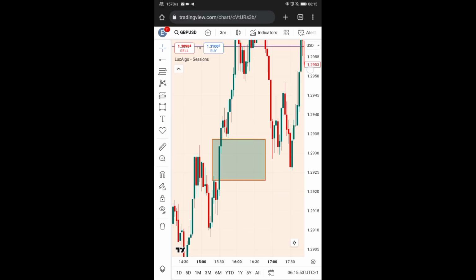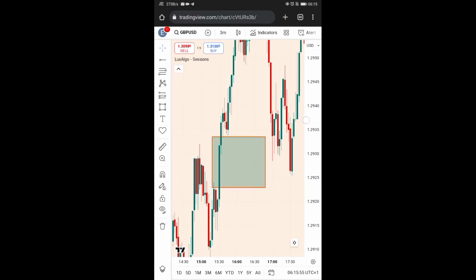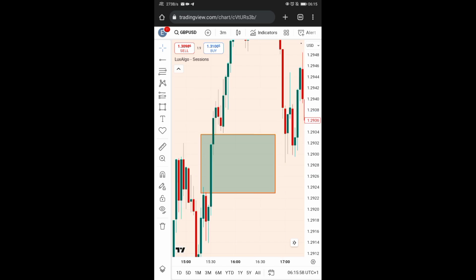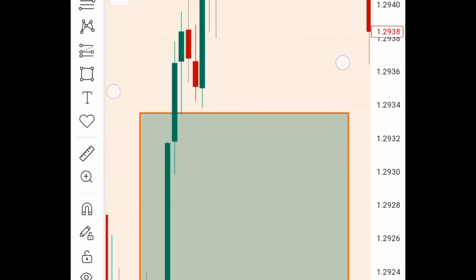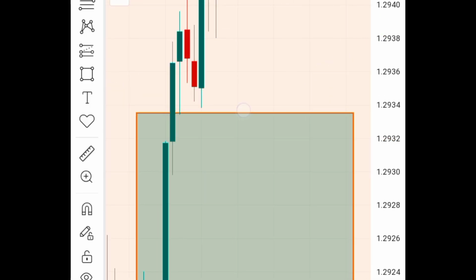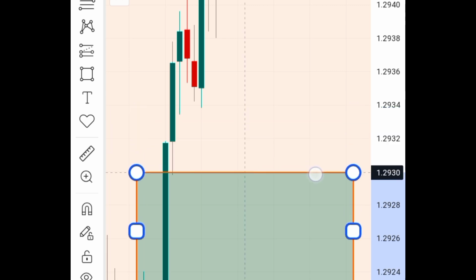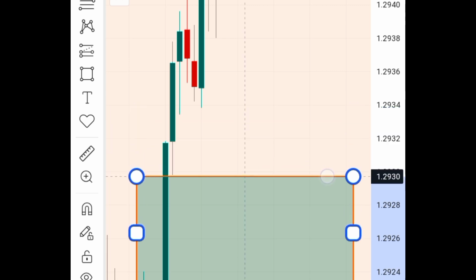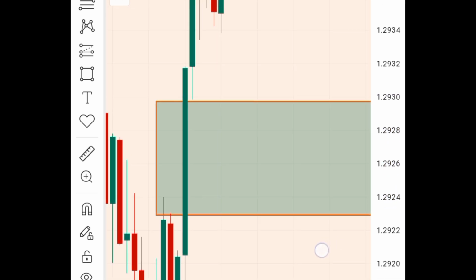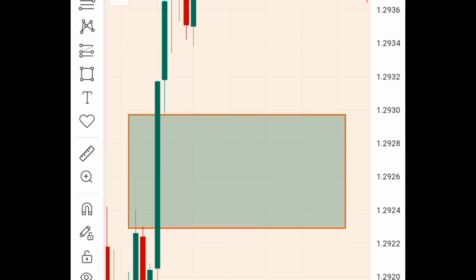So right now I have moved to my 3 minutes. On my 3 minutes, I was able to find another imbalance, which is right here. So that is my 3 minutes. I was able to find another imbalance, which is right there.